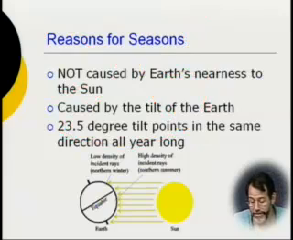That does cause a slight effect, but the main reason for seasons is the tilt of the Earth. It turns out that here in the northern hemisphere, the Earth is on an elliptical orbit around the sun. The Earth is closest to the sun in January, which is winter time, and it's furthest from the sun 6 months from then, which is June or July.